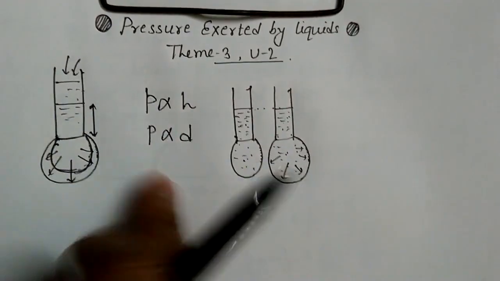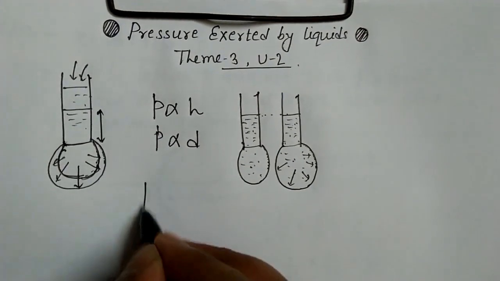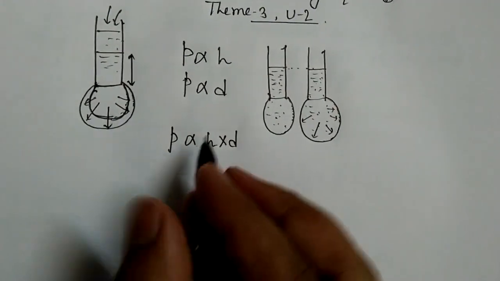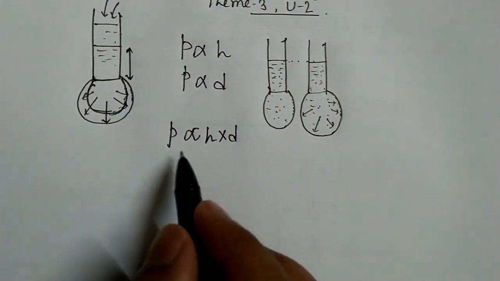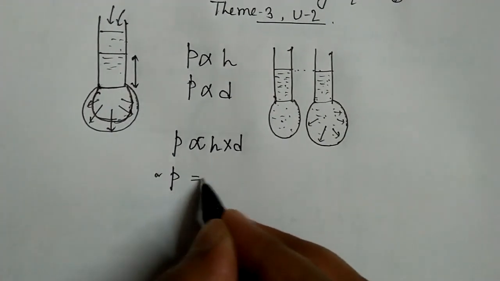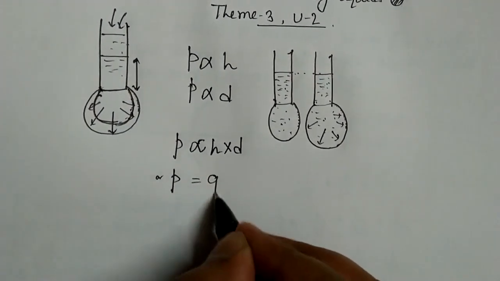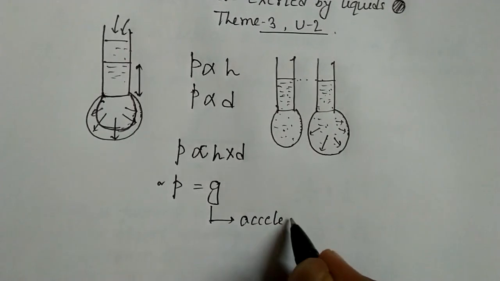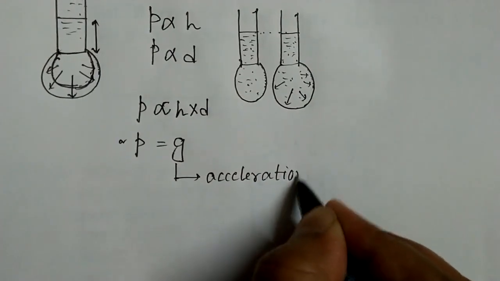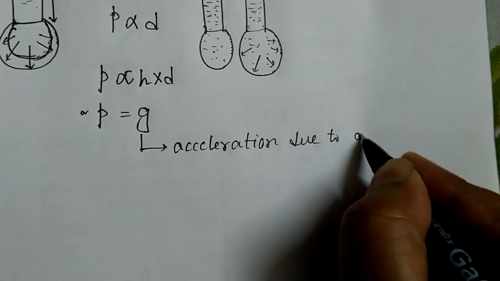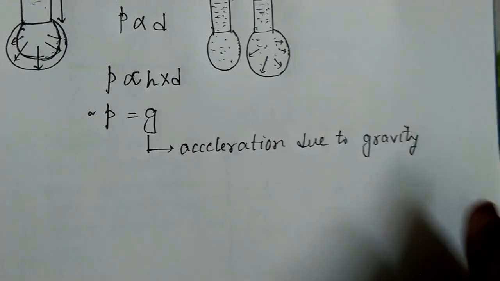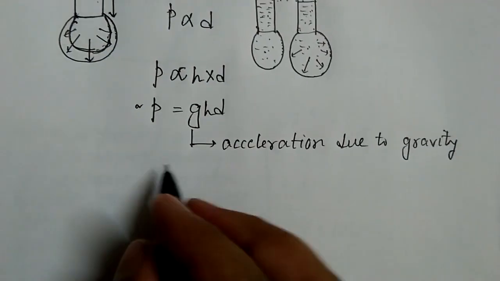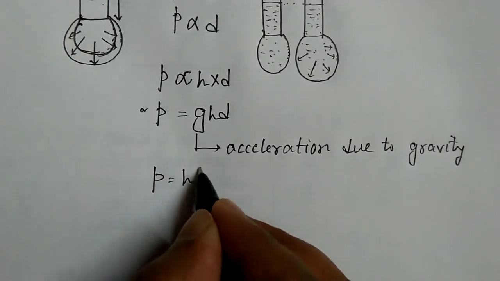So now if you combine these two, what will you get? The pressure is proportional to the height and density. So we know this is a proportionality sign, so we must bring a constant. That means pressure is equal to a constant g, I am bringing as the proportionality constant, and this g is known as the acceleration due to gravity. Is it okay? And h here and d here. Now I am writing the most familiar form, P equal to h into d into g.